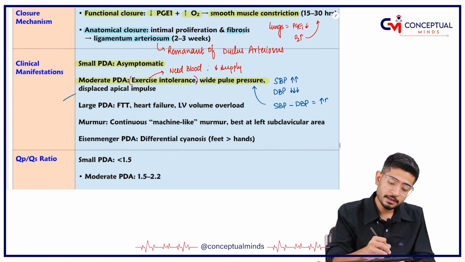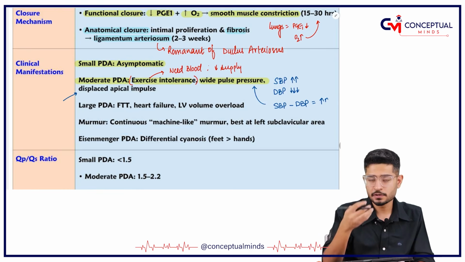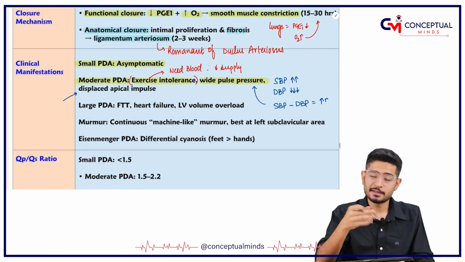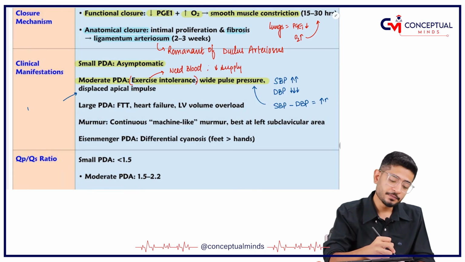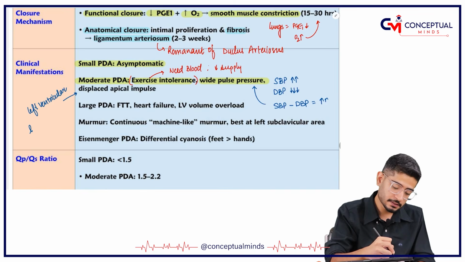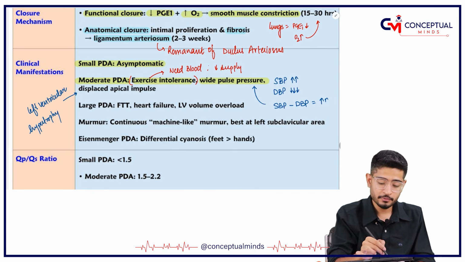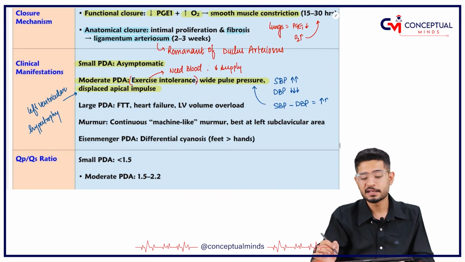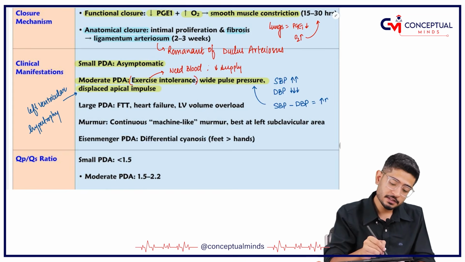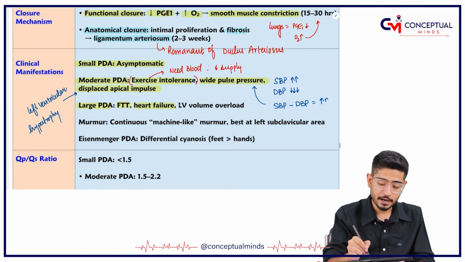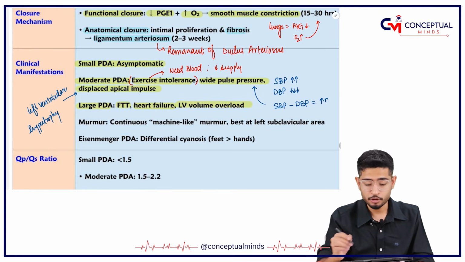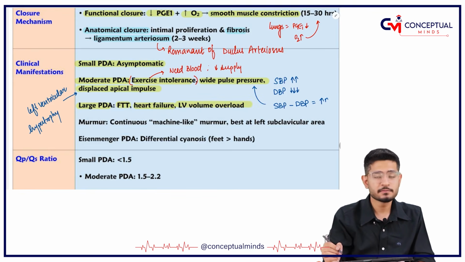Since a lot of blood is going to come to the left side, because the aorta's own blood is coming and the pulmonary artery is also bringing blood, this leads to left ventricular hypertrophy. Because the left ventricle is hypertrophied, it is related to a displaced apical impulse. In large PDAs, there will be failure to thrive, heart failure and left ventricular volume overload. Why is there failure to thrive? Because less blood is going to the tissues for growth.